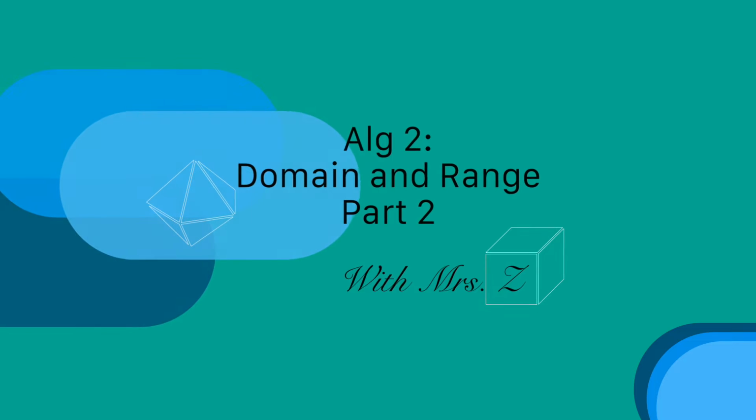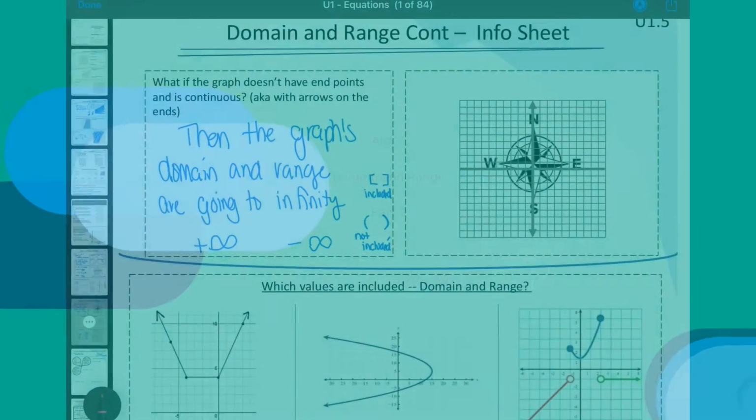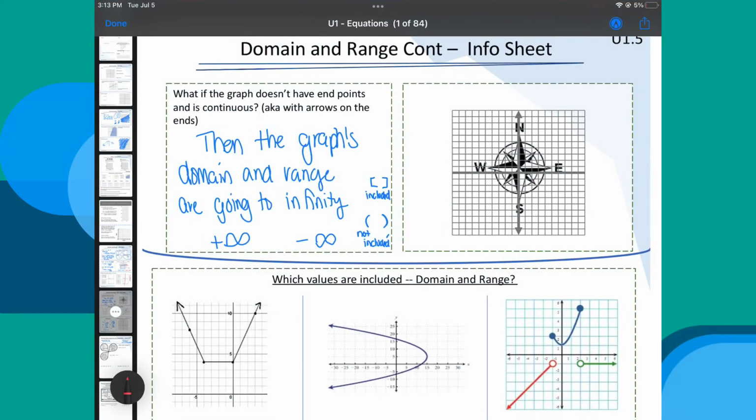Let's now talk about domain and range of a continuous function. What about the domain and range of a continuous function? When a graph is continuous, then we don't have endpoints. You'll see arrows instead, meaning that the graph is going to continue going on and on and on. When that happens, we need to use infinity. We have both positive infinity and negative infinity. Since infinity is a concept and not a number that we can actually count to, we use parentheses.